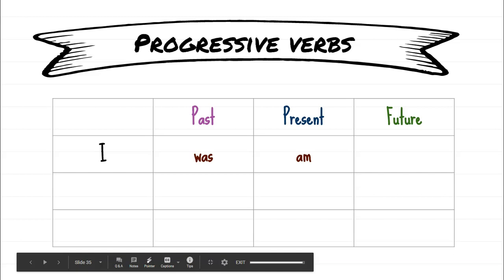What do you think it's going to be in the future? I will be studying. Can you see was, am, and will be? They have a very similar meaning. They're all continuous or progressive, but they look slightly different depending on which tense they are. Most of you do this quite naturally.